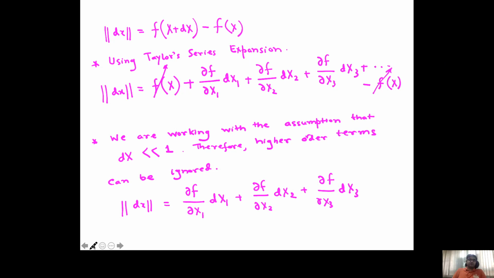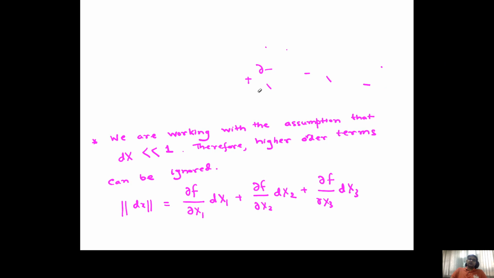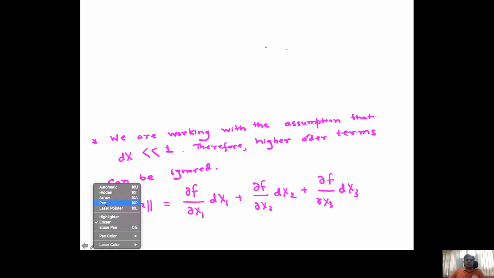So let me erase some of this equation so that I can reuse those places. So what I'm going to do is actually very simple. I am going to represent the equation of dx by using a matrix notation.